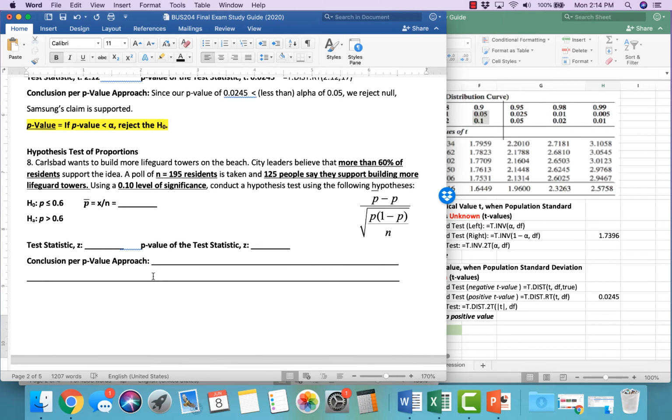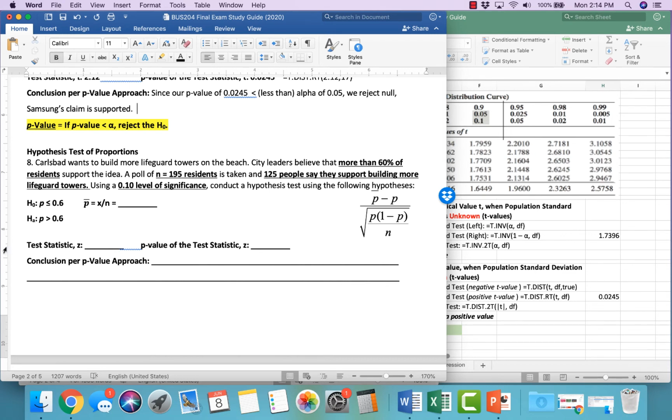Let's look at problem number 8, hypothesis test of proportions. Carlsbad wants to build more lifeguard towers on the beach. City leaders believe that more than 60% of residents support the idea. A poll of n equals 195 residents is taken, and 125 people say they support building more lifeguard towers. Using a 0.1 level of significance, conduct a hypothesis test using the following hypotheses.